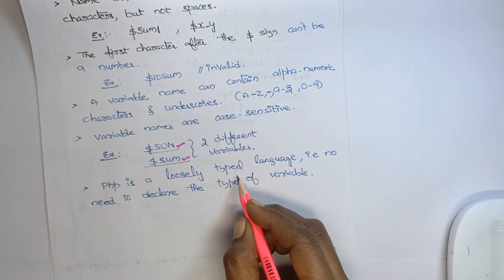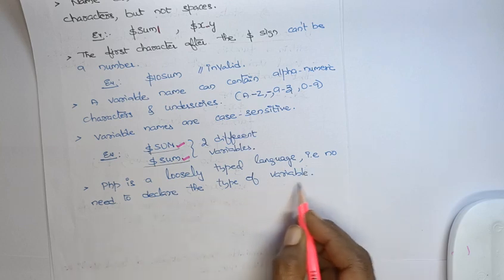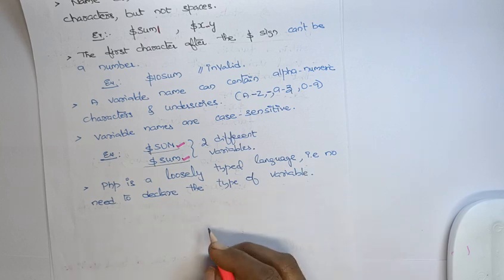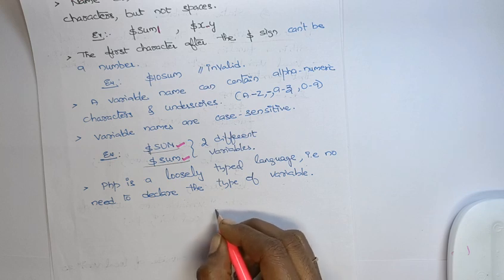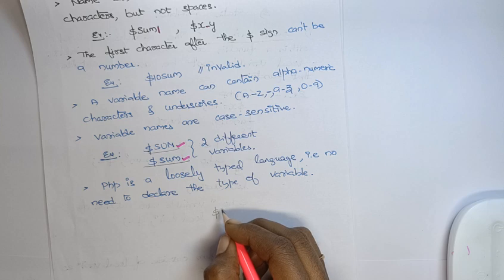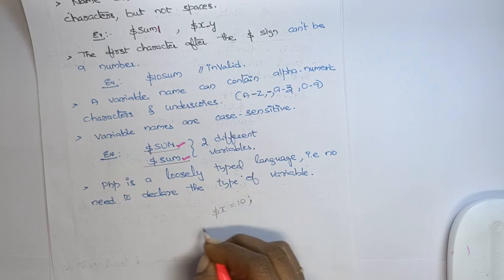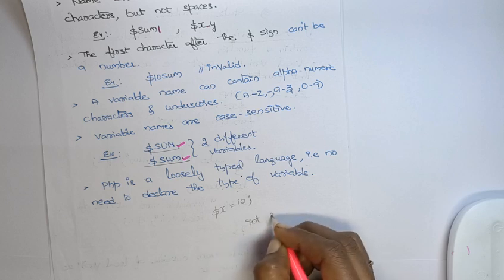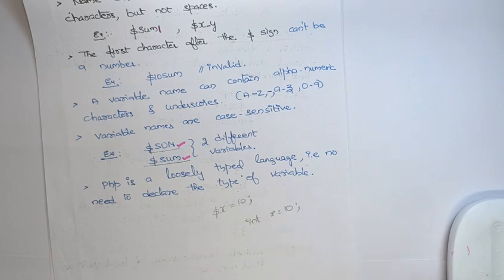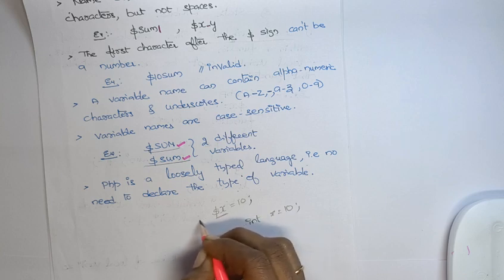And PHP is a loosely typed language, that is, there is no need to declare the type of the variable. Since PHP is a loosely typed language, you can declare directly $x is equal to 10. Unlike in C language, where you need to write int x is equal to 10, here you do not need to mention the type.